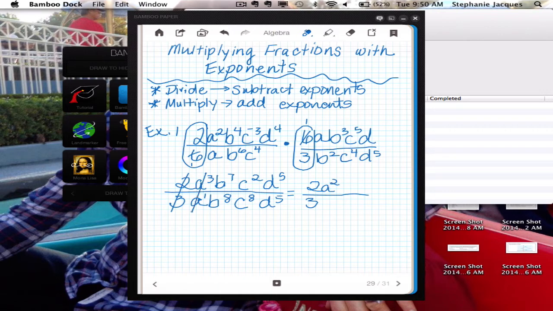So I did my a's. Now I have b to the 7th and b to the 8th. So you do 7 minus 8. That's going to be b to the negative 1. So that means it goes on the bottom.